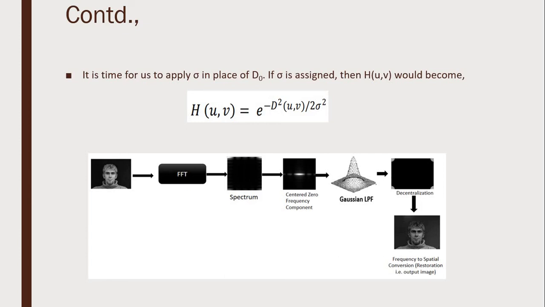Now, I've got an input image. I'll go for FFT, then the spectrum comes into the picture. I'll go for the centered zero frequency component. Then comes the Gaussian LPF, then decentralization happens, and finally you get the restored output image. That's it. We have understood how exactly the Gaussian low pass filter is different from the previous two. Particularly, we compared it with BLPF.